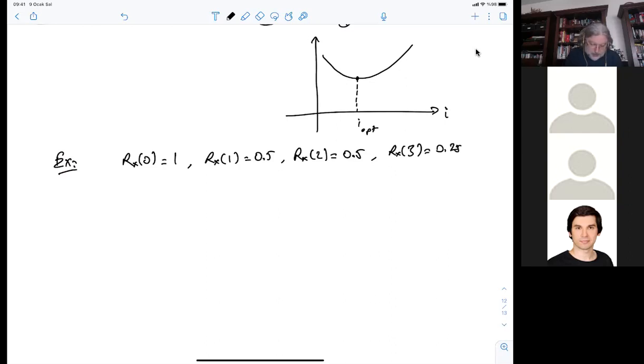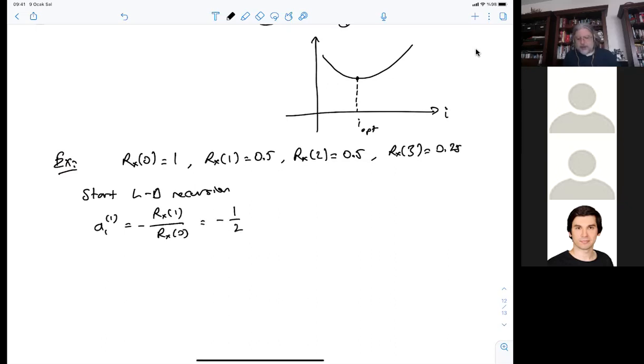We will start the Levinson-Durbin recursion from the first coefficient, which will be A1 of 1, and that is the negative of the first order linear filter coefficient. And the linear filter coefficient, as we all know, is R1 over R0. So this is the negative of it, minus Rx1 over Rx0. And that will give you minus 1 over 2, 0.5 over 1, in other words.